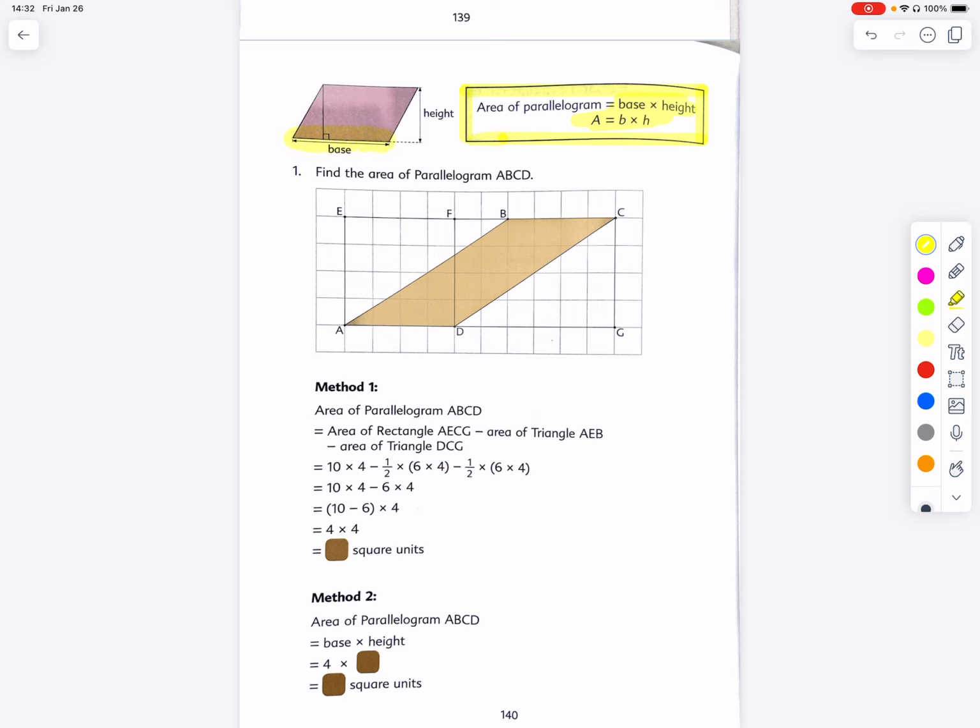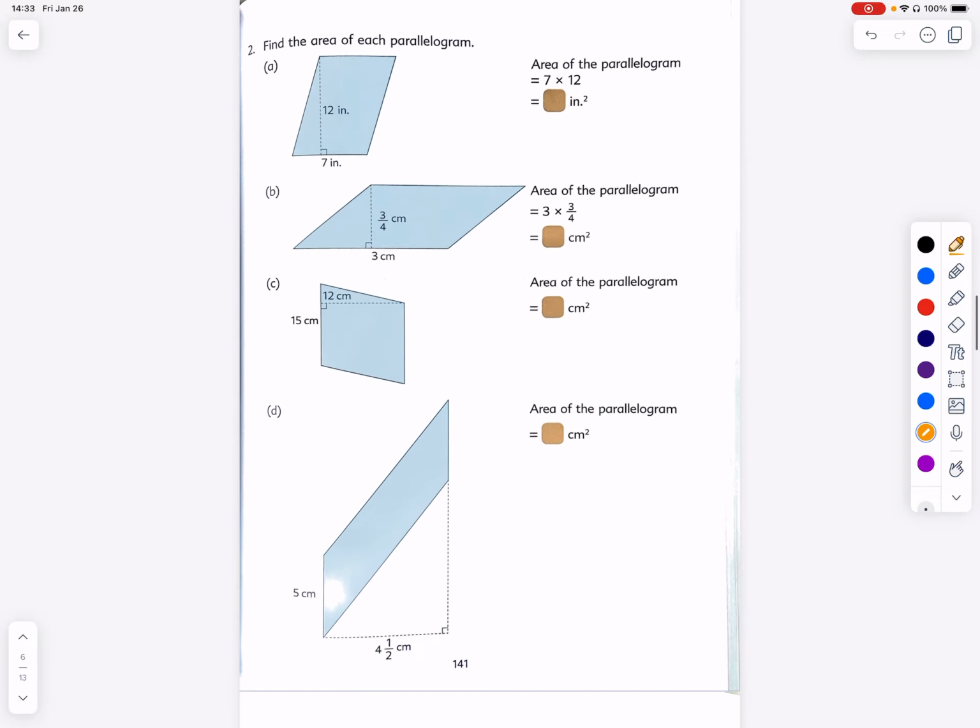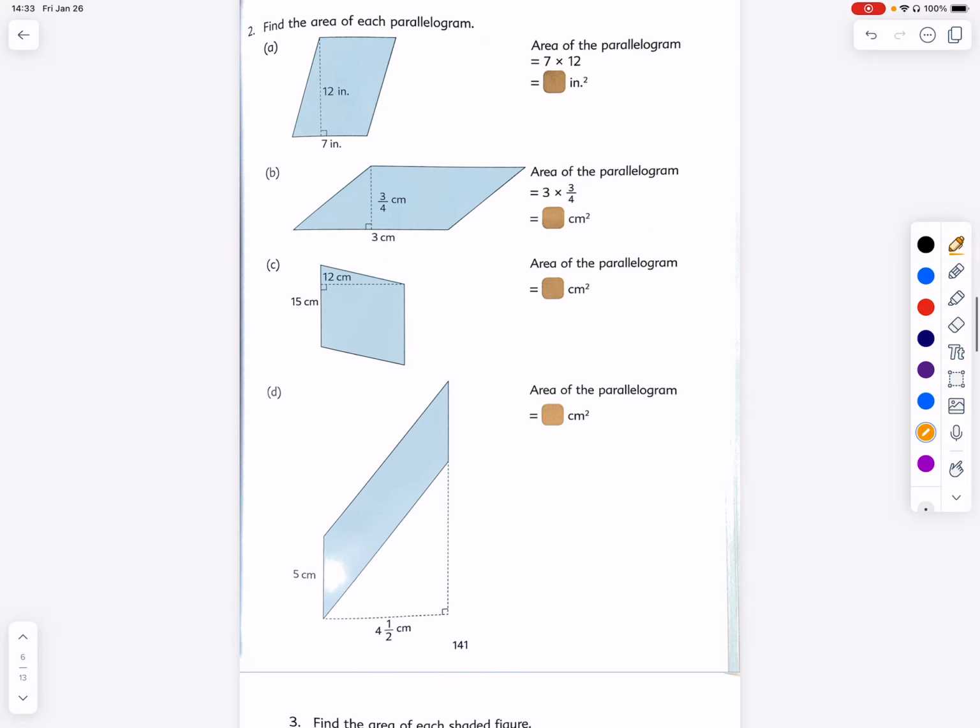So here is our base, and we find the vertex opposite of the base and drop the perpendicular line, a 90-degree angle, just like we did with triangles, and that is our height, which is exactly this quantity. This is the height. So let's practice. I'm on page 141, and we're going to consider examples 2A, B, C, and D. I'm going to solve them all. Let's go, friends.